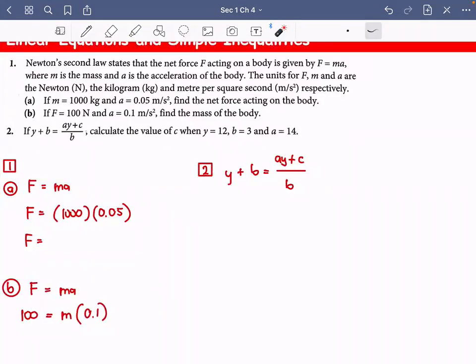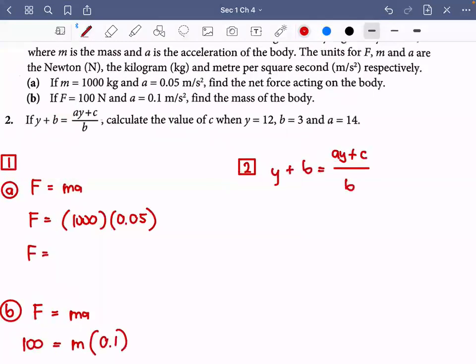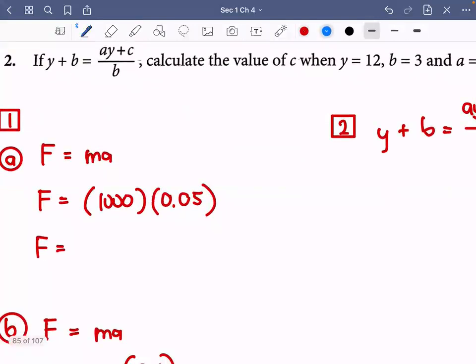For number 1A, if M is 1,000 kilograms and acceleration is 0.05 meter per square second, find the net force acting on the body. So for number 1, you just plug in 1,000 for mass and 0.05 for acceleration. So what's the force? Okay, if you like Star Wars, what's the force? The force given here is 50 newtons. So that's your answer for 1A.